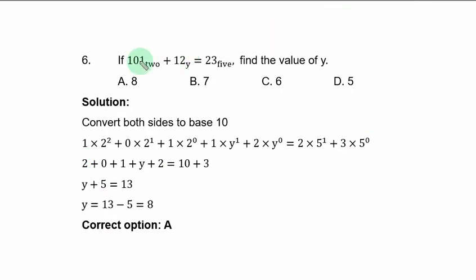Question 6. If 101 base 2 plus 12 base y is equal to 23 base 5, find the value of y. All you need to do here is to convert both sides to base 10. To do that, you multiply each digit by the given base and you add to the next and multiply just like that. As you are doing that, the position of each digit is assigned to the base.